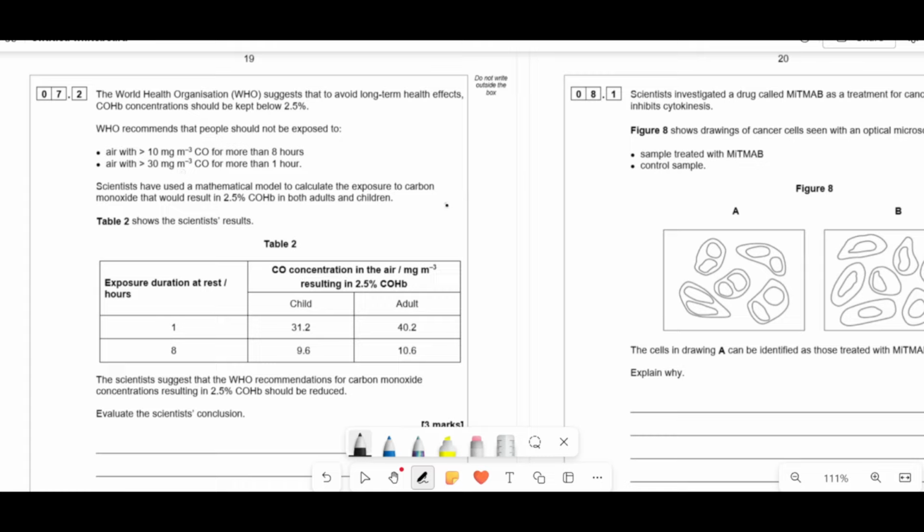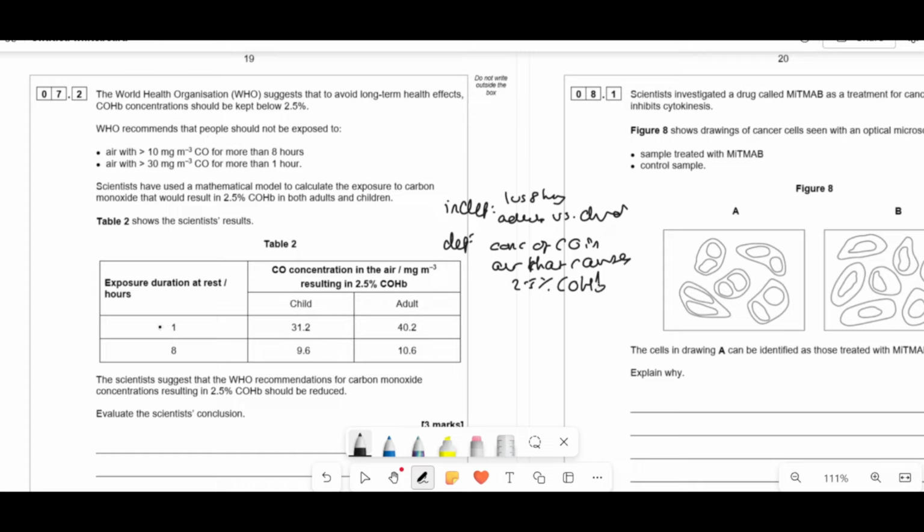Again, just have a think what's going on. Independent and dependent variables, that helps massively. So our independent variables are obviously 1 versus 8 hours and adults versus children. And what did they actually measure then? So here, they worked out the concentration of CO in air that causes, turn it into your own words, 2.5% COHb. As in, what limit can you hit?